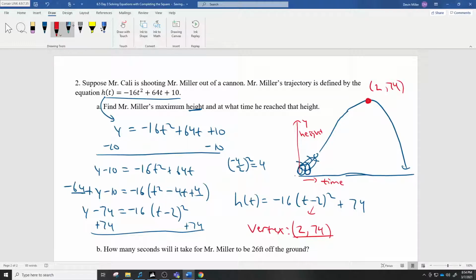It answers both things. It says find Mr. Miller's maximum height. The maximum height would be at the vertex. And at what time he reached that height, we found the time. It'd be 2 seconds. So 2 seconds, he would be 74 feet. Well, I should probably put feet over here. In the air.